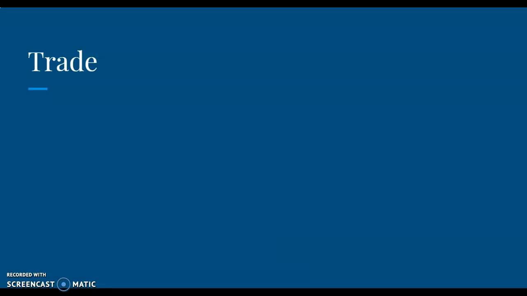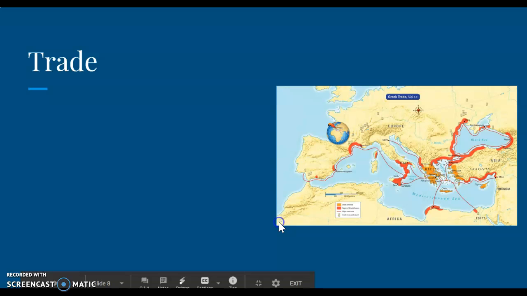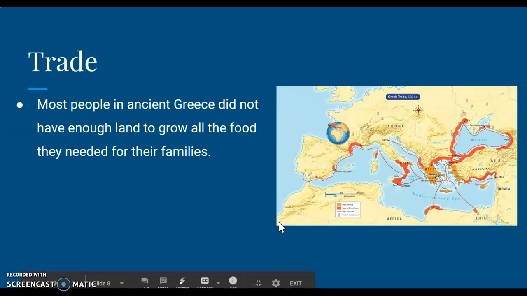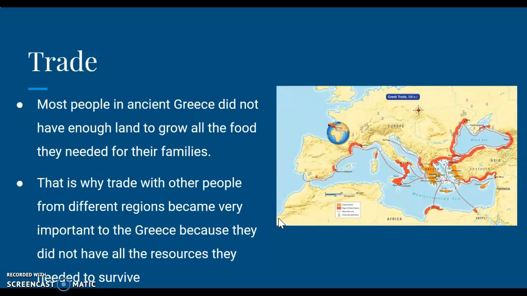Last thing that we're going to look at for today is trade. Most people in ancient Greece did not have enough land to grow all the food they needed for their families. That is why trade with other people from different regions became very important to the Greeks because they did not have all the sources they needed to survive. This map also comes directly from your textbook. It shows all the routes that Greek people would take to trade.